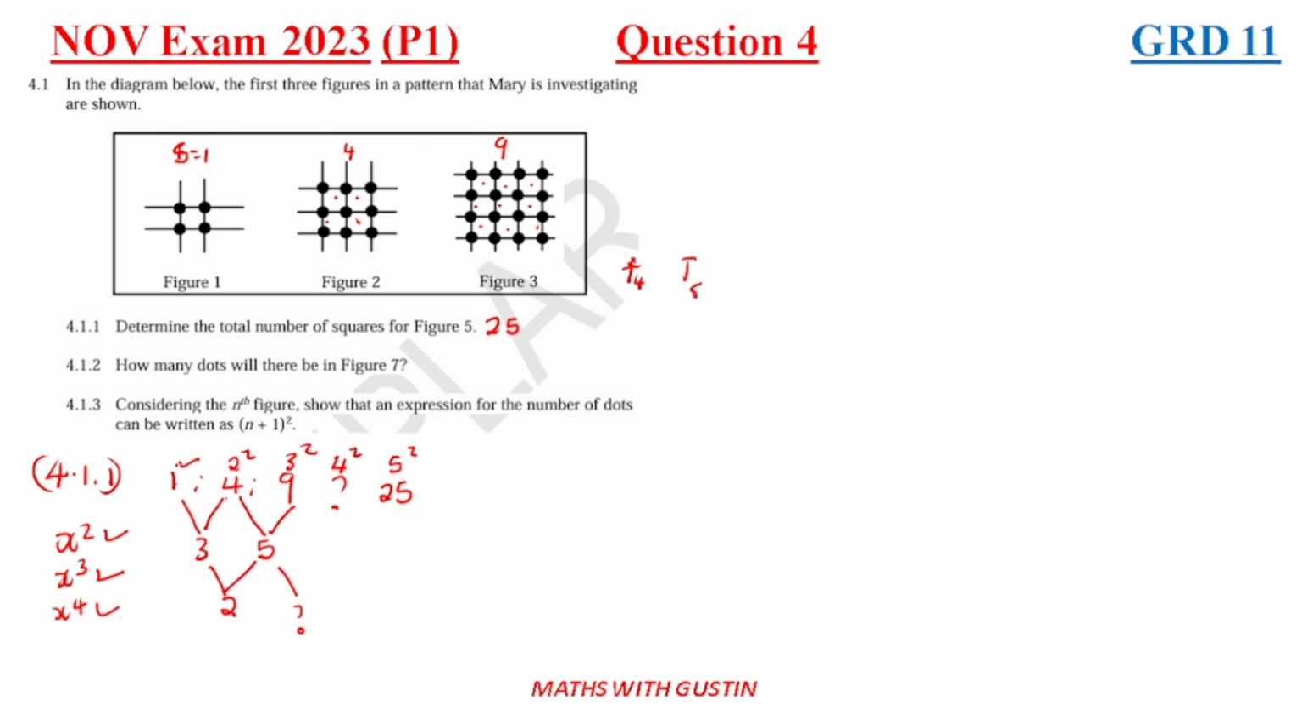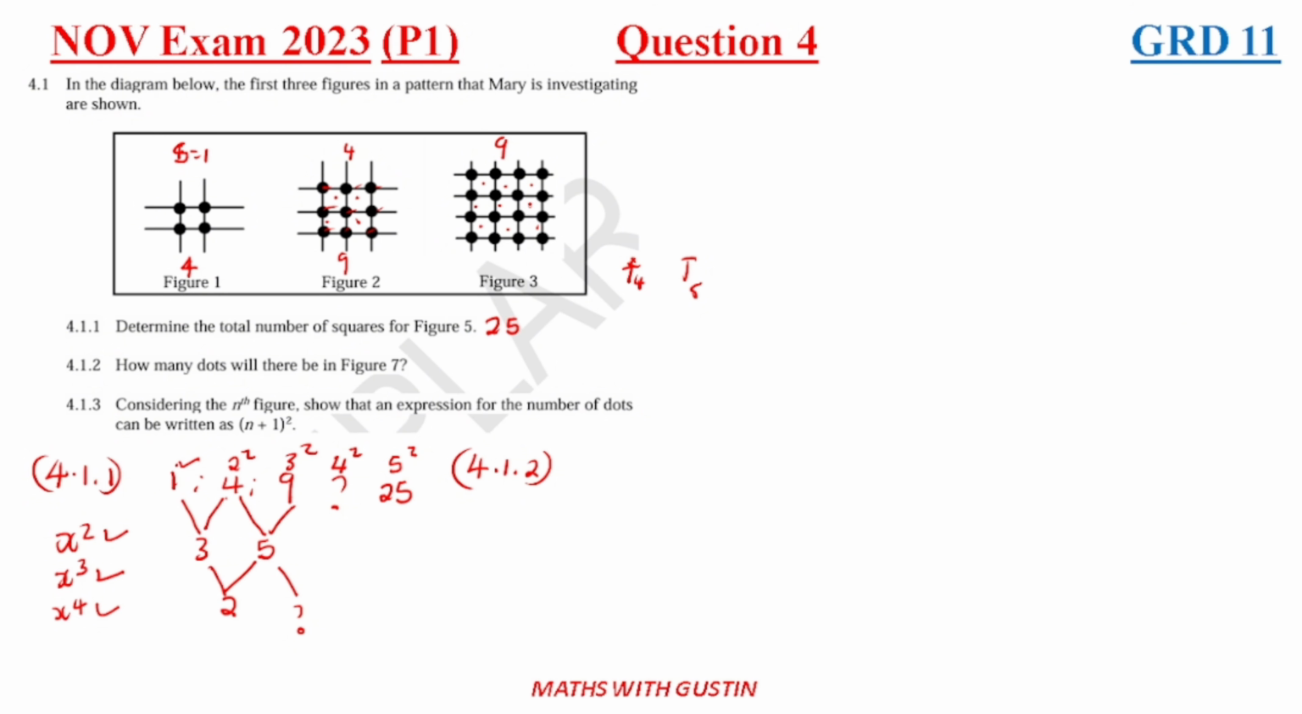Now they ask how many dots there are in figure 7. Let's go ahead and count the number of dots that are there so that we don't get confused. That is 4.1.2. So let's check the number of dots here. What do we have? We've got 4 dots in figure 1. Here you have how many? 1, 2, 3, 4, 5, 6, 7, 8, 9.